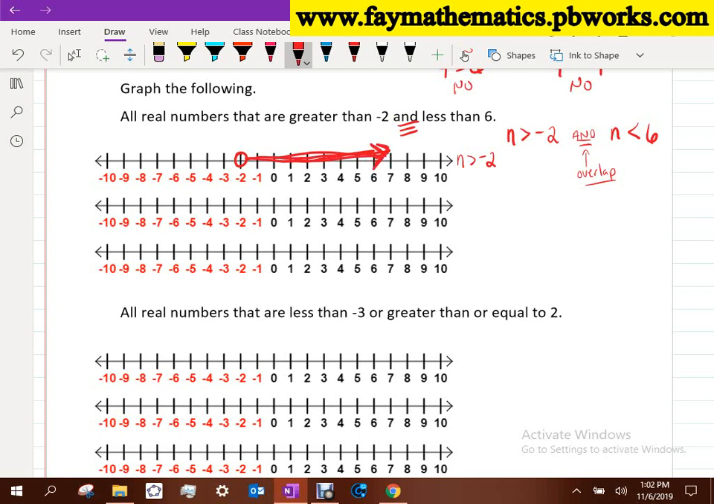Okay. Now on the next one it says n is less than 6. What kind of dot do I use at 6? Open. You shade which direction? To the left. Okay, let me shade you kind of thing here.